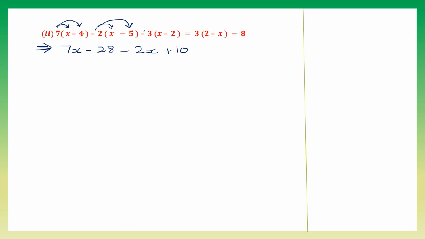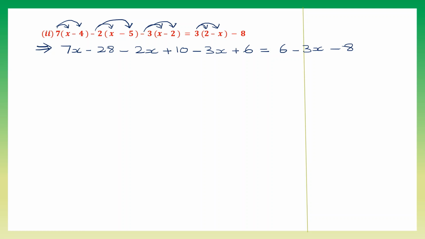Now the next one, minus 3 into x will be minus 3x. Then minus 3 into minus 2. So minus into minus is plus. 3 2s are 6. So left hand side we are done with. Now let's go to the right hand side. 3 into 2, 3 2s are 6. Then 3 into minus x will be minus 3x. Then what we're left with is minus 8.